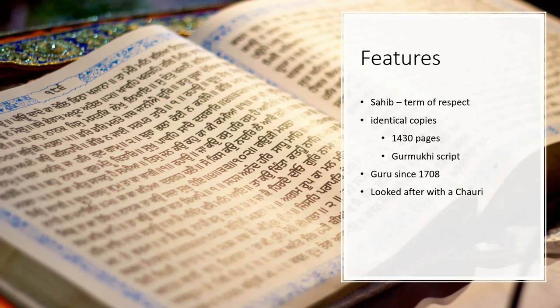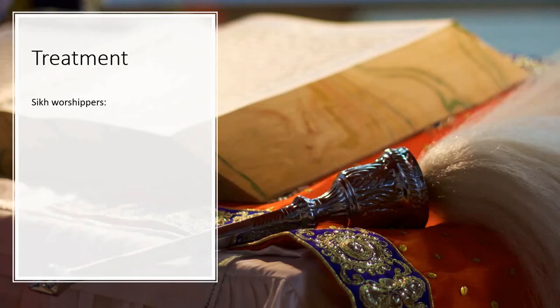Given that the Guru Granth Sahib is treated as if it were a human, it also has the same respect and is also looked after just as if it was a holy man. Treatment, and you can see a chowri there with the hair towards the end, like a brush, and also a ceremonial handle.